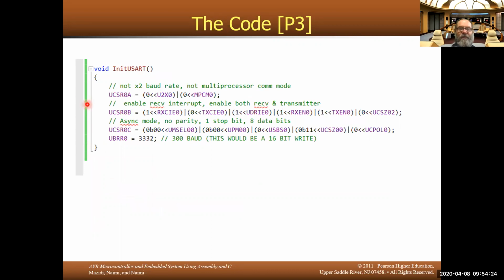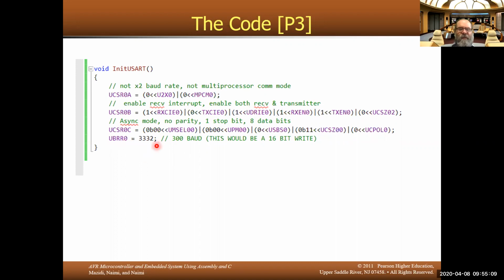All right, let's look at setting up the registers here. Right, we've done this a few times before. Not multiprocessor mode, not ×2 baud rate. Here I've enabled the receive interrupt. I've enabled the UDR interrupt. I've enabled the receiver and the transmitter. In this case, I've done asynchronous mode, no parity, 1 stop bit, 8 data bits, and we're not doing a regular polarity.